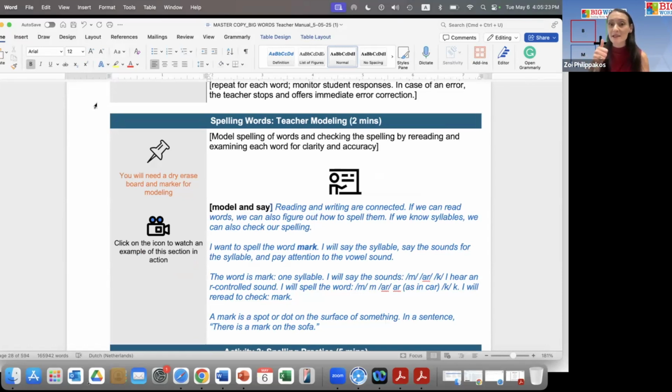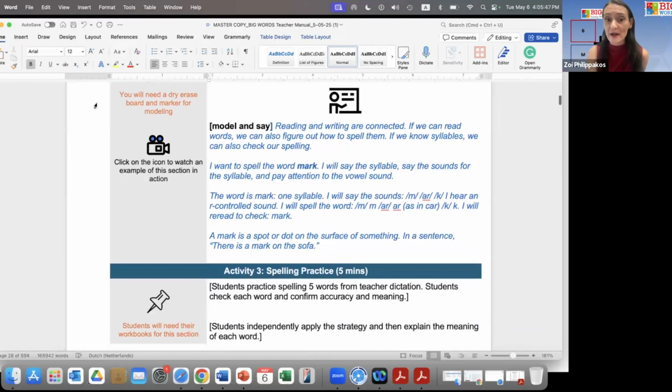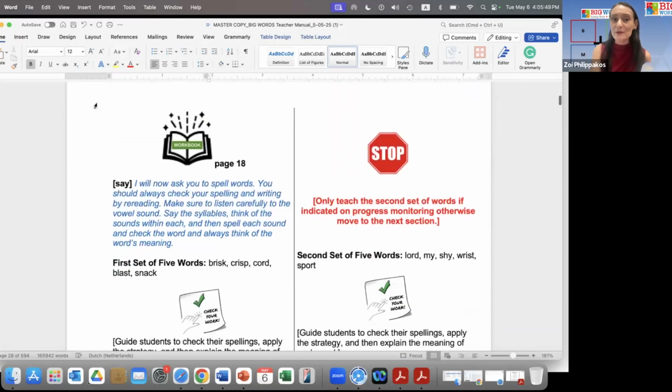Mark, one syllable. Okay, I will say the sounds. Arc. I will spell M-A-R, arc. Mark. I will spell arc. Now I will reread to check my work. Arc. A mark is a spot or it's a dot on the surface of something. In a sentence, I will say, there is a mark on the sofa. Mark. And now that we did that, I ask you to spell words.